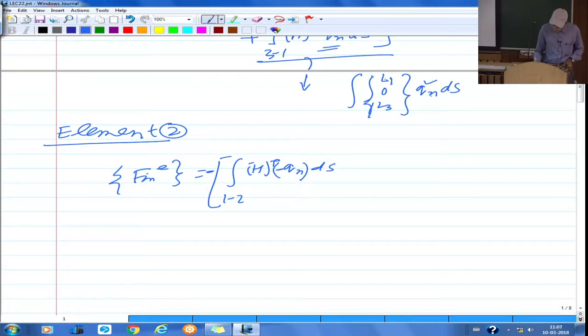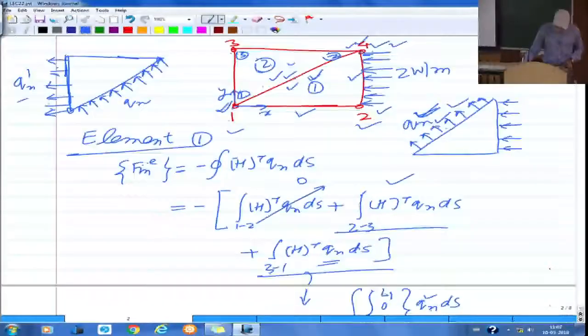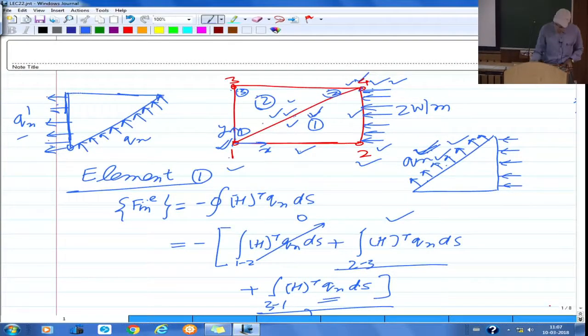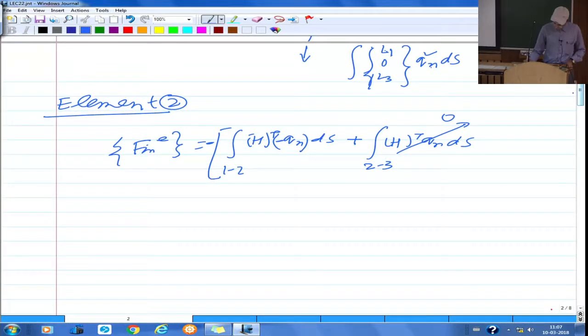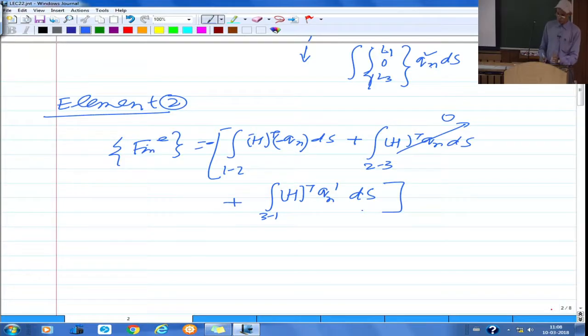The integration is of course from 1 to 2, so you have to take care of that limit. The next part is integration from 2 to 3, and there Qn is actually 0, so the integration from 2 to 3 of H transpose into Qn ds is 0, because for that edge the heat flux is 0. Then the last boundary is the integration from 3 to 1, and there you have H transpose into Qn dash ds. This is what you'll get.